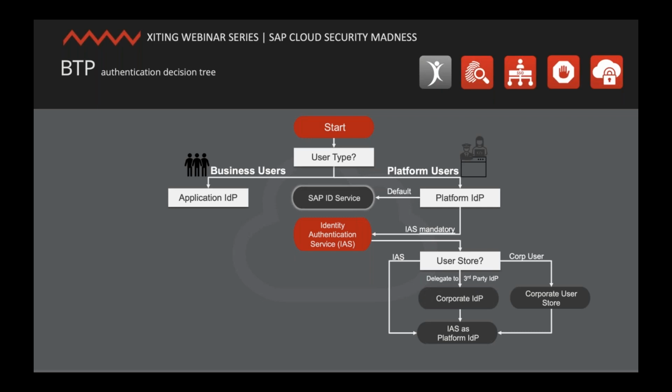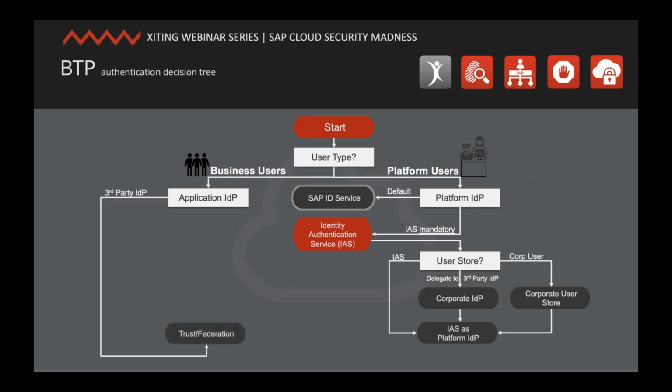So in turn, even though you can't connect your corporate IDP directly to the business technology platform, you can just do it via the proxy functionality. So at the end, you can manage your users and groups still in your corporate IDP and control access to your SAP cloud platform for the platform users.